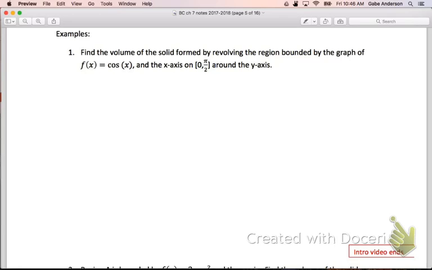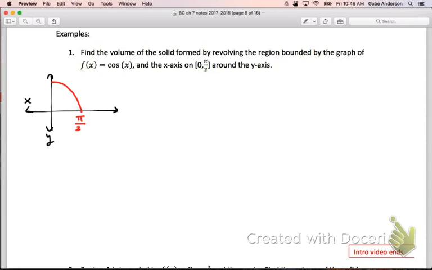Okay, number 1 says find the volume of the solid formed by revolving the region bounded by the graph of f of x equals cosine x and the x-axis on the interval 0 to pi over 2. We're going to be revolving around the y-axis. So we're going to sketch a graph of this first. Here's what it could look like. Here is the y and the x-axes, and then cosine of x, y equals cosine of x, does this, and it actually does hit the x-axis right there at pi over 2.